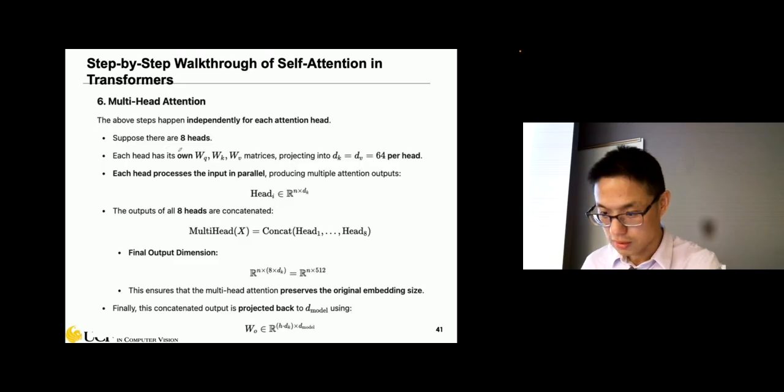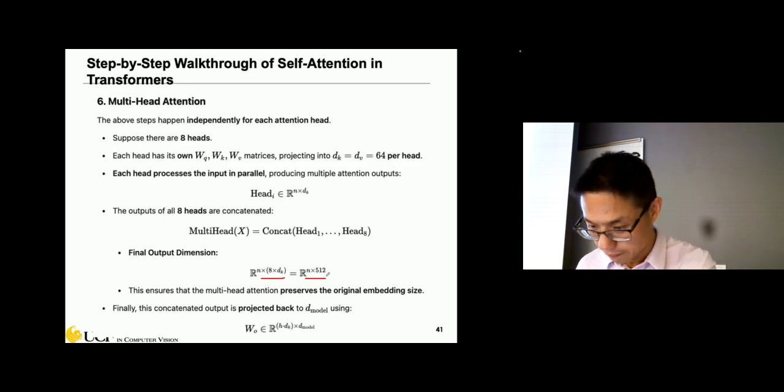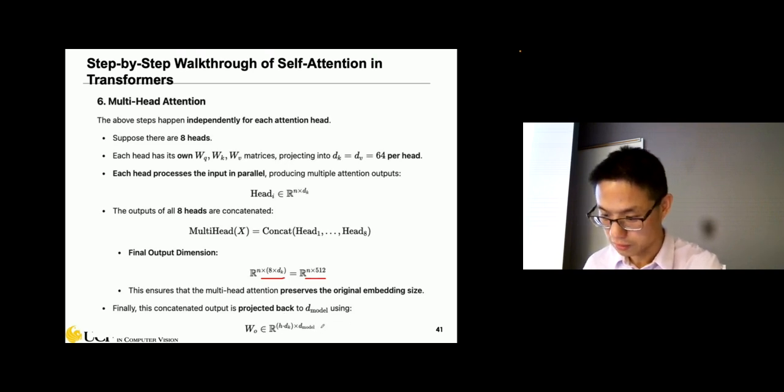We will also do multi-head attention, so we can have many different attention heads. If we're using 8 of them, we eventually concatenate them together, resulting in 8 times dk. If dk is 64, we get an n times 512 output dimension. And finally, we can use this WO matrix to project back to the model size, where D model is also 512.